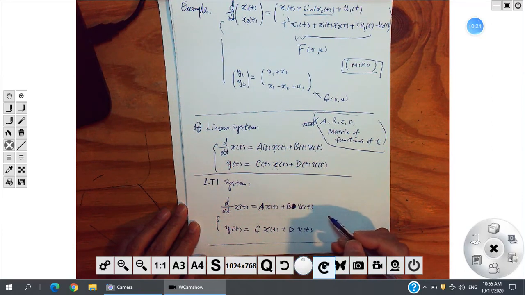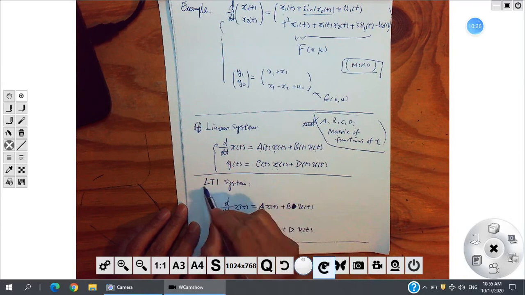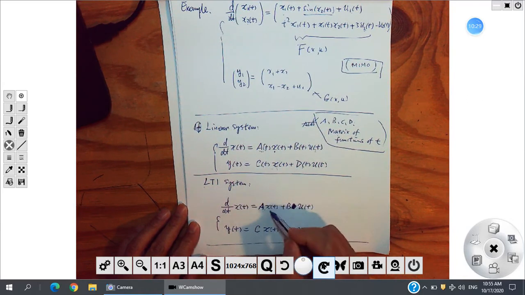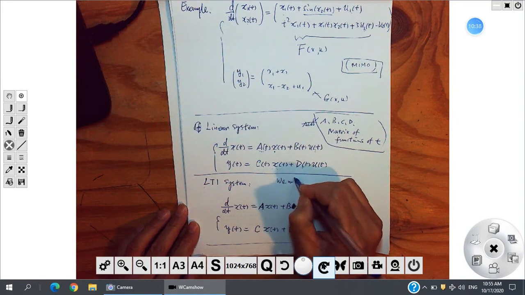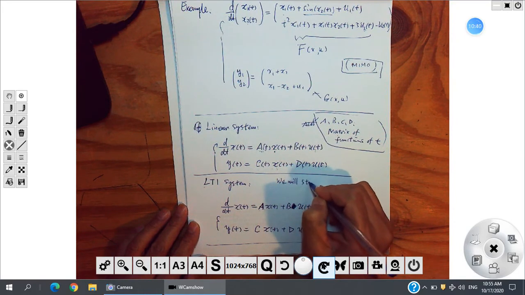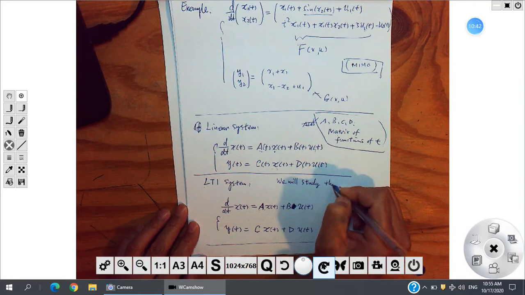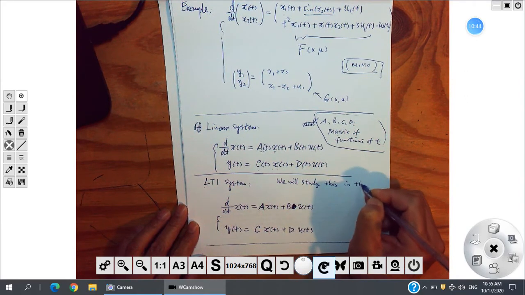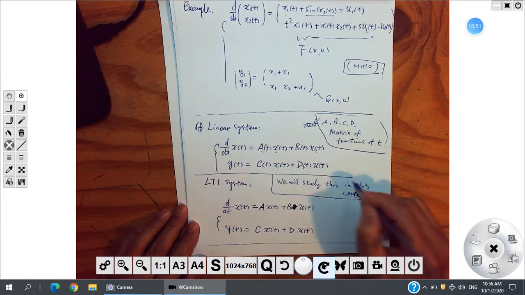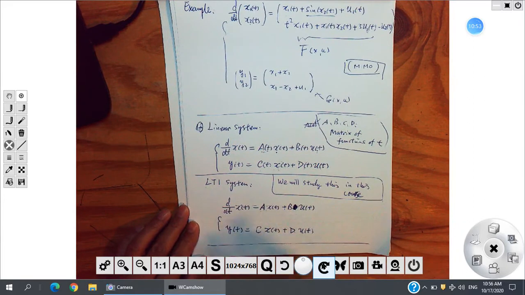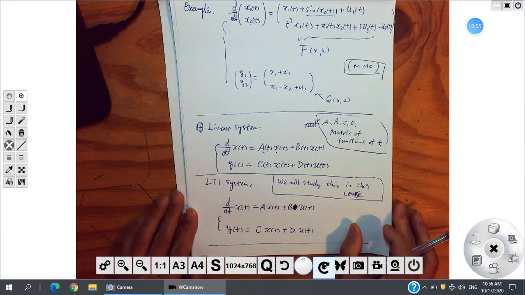Time invariant. And also it's linear, right? Similar to this, it's a linear and time invariant system, and we will focus on this in this chapter. We will study this in this course. LTI system. We focus on this LTI system.